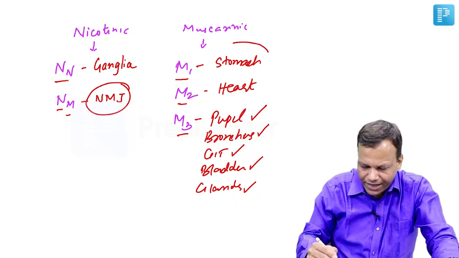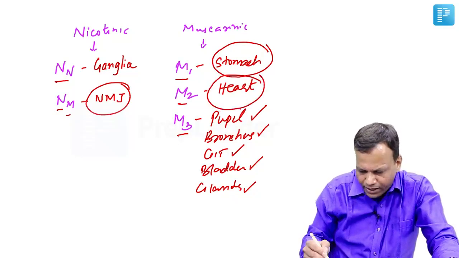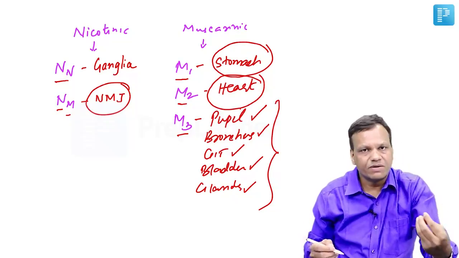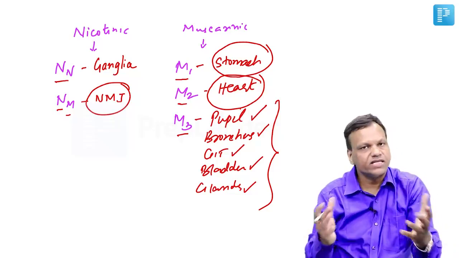So you can easily remember, पहले खाओ पियो, फिर दिल लगाओ, बाकी काम बाद में कर लेना. पहले खाओ पियो means M1 in stomach, फिर दिल लगाओ M2 in heart, everywhere else we have M3.